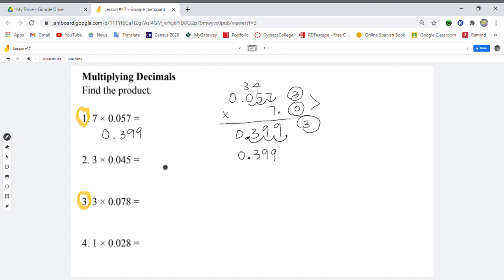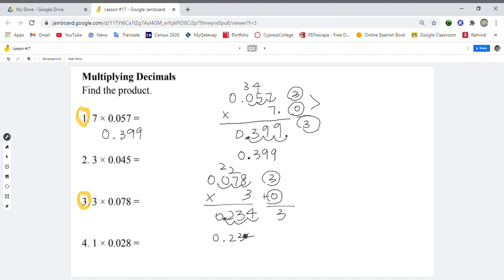Now the same goes for number 3. So we're going to write 0.078 times 3. Now we know that 8 times 3 is 24. 7 times 3 is 21 plus 2, which is 23. And then 2 and then 0. Now let's do the same thing. This one was moved 1, 2, 3 to the left. This one was moved 0 times. So if we add these up, we end up with 3. So we're going to do 1, 2, 3. And we end up with 0.234 as our final answer.